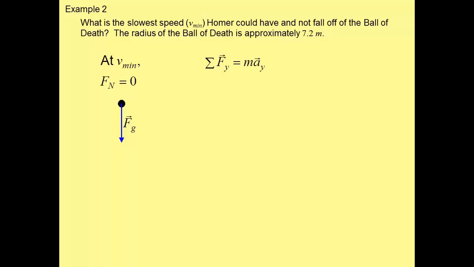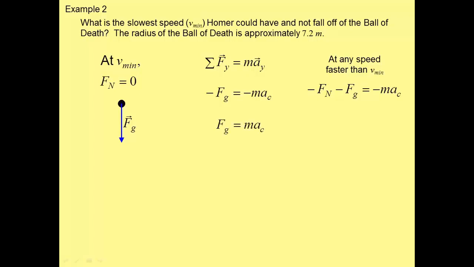The net vertical force is ma, but there is only one force, F of g, which is down, which makes it negative. The acceleration is also down, so that makes that negative. Notice we got rid of both of the arrows. And it's moving in a circle at a constant speed, so this is not just any acceleration. This is the inward directed centripetal acceleration. And as we've done before, by the way, at any speed faster than the minimum speed, this would be the equation, and you could solve this equation for anything, right? So this is just a special case where the normal force shrinks to zero, and if he goes any slower, he'd fall off.